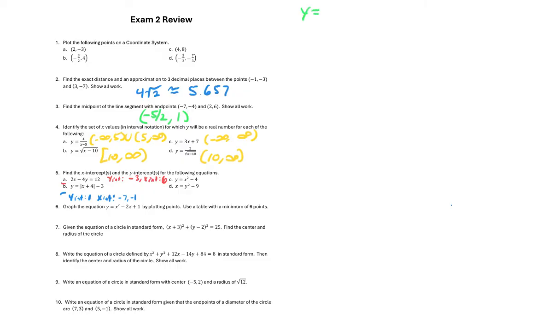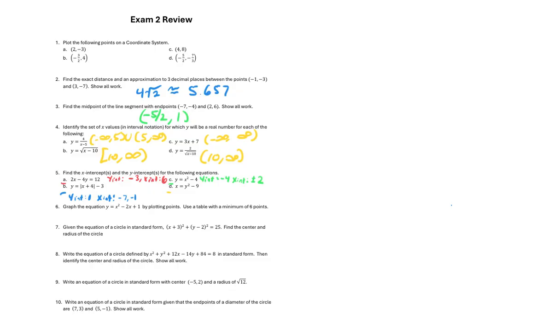So C, we get y equals x squared minus 4. So again, for the y-intercept, we'll plug in 0 for x. So the y-intercept is negative 4. Now for the x-intercepts, we'll set y equal to 0. Add the 4 over to get x squared. And then we'll take the square root of both sides. And we get plus or minus 2 is equal to the x-intercepts.